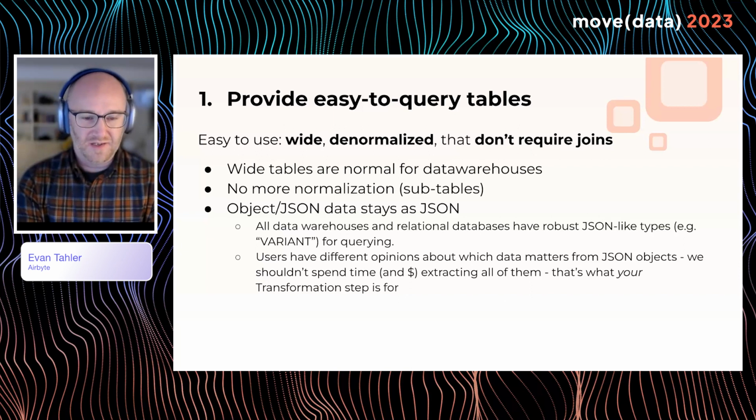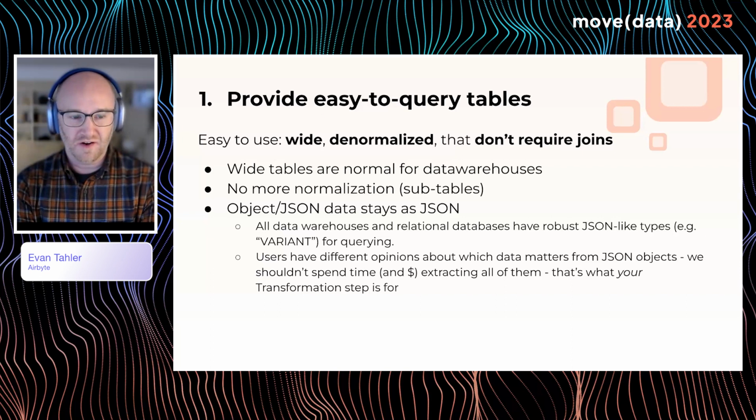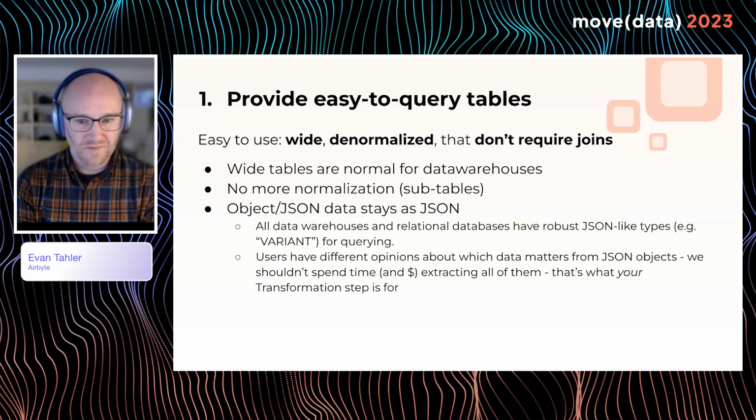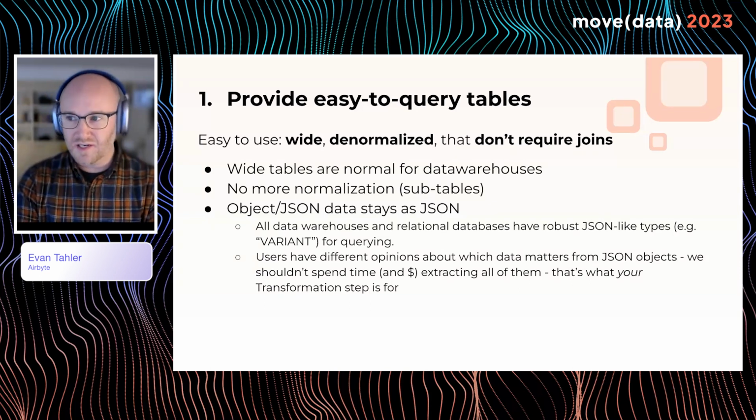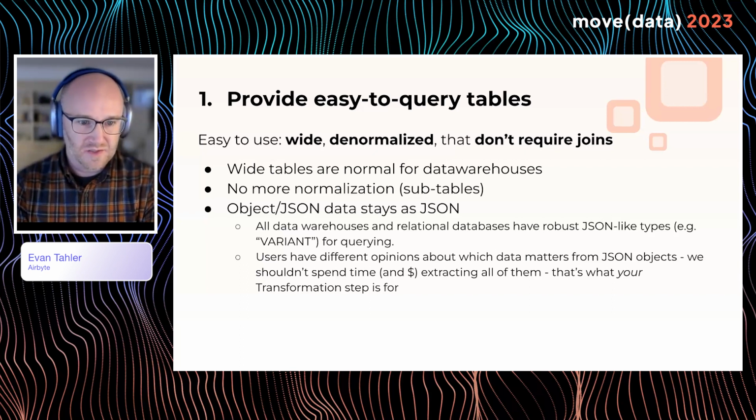Now, in modern data warehouses and database destinations, they can all handle JSON types, super columns, variant columns, depending on your database. They all exist now. And it's really easy to query JSON data. This wasn't true in the past. It is now. So let's use it.